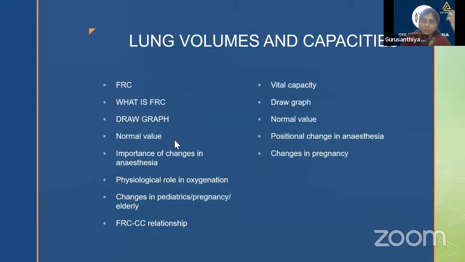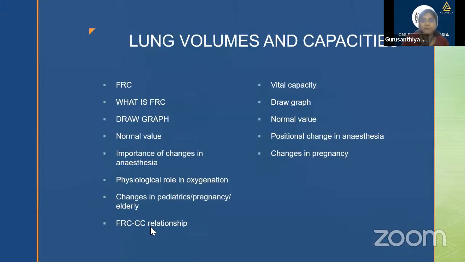You say the normal value. You say the importance of changes in the anesthesia, like if you are making the patient supine, if you are inducing the patient, if you are paralyzing the patient, what is the effect of all those on FRC and oxygenation. You say what is the physiological role of FRC in oxygenation and PVR, and also what are the changes which can happen in a pediatric patient, pregnancy and an elderly in relation to FRC.